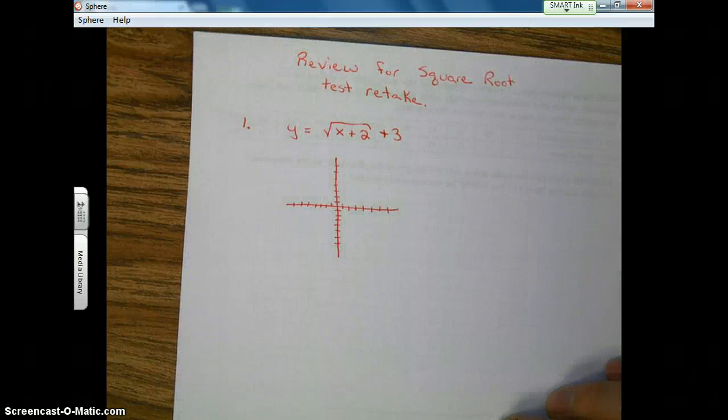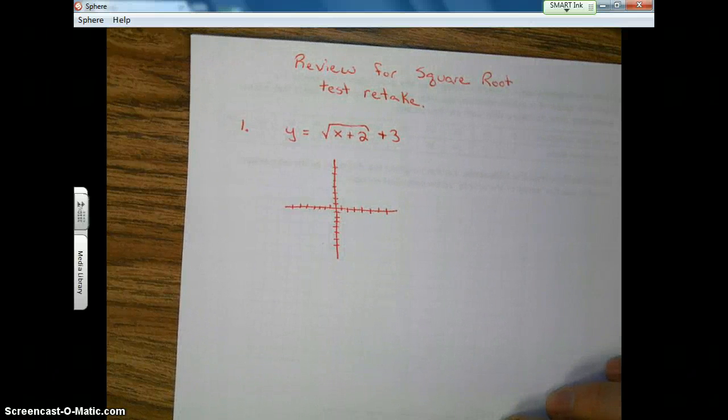Hi class, this is your review for your square root test retake on Friday. We're going to go over some example problems to help prepare you for the test. So the first one here is graphing a square root equation. And then we need to describe the transformations made to the parent graph y equals the square root of x.